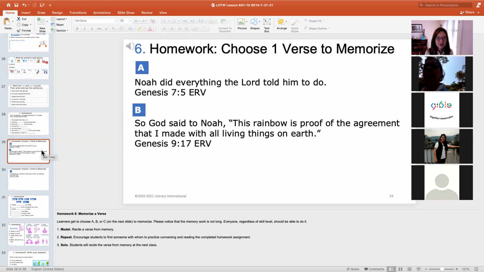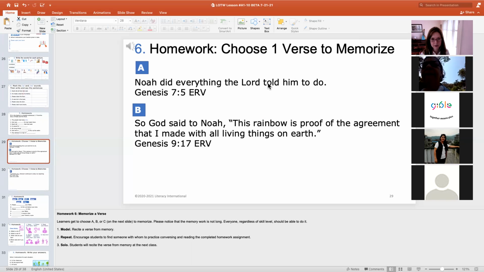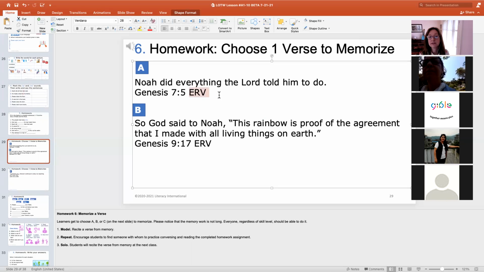So they can choose one of the verses. There's 3 verses to choose from, A, B, or C. They don't have to memorize all 3. They just have to memorize one of them. And these, we do want them to memorize in English. And we use the Easy to Read Version of the Bible, which has a very simplified vocabulary to make this appropriate for our beginning English learners.